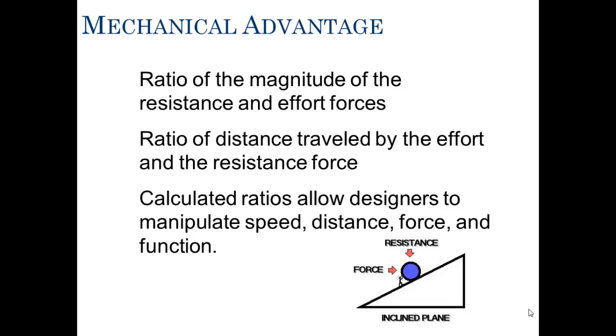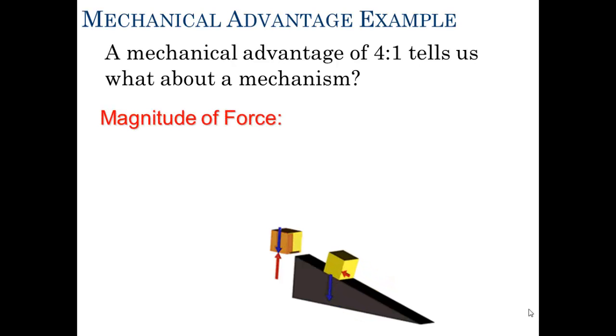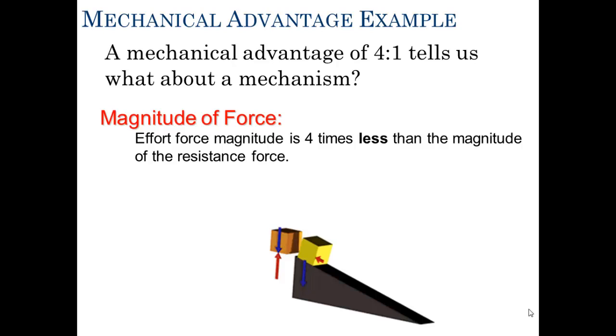So these ratios let us manipulate the variables to either reduce the force required or increase the distance, and change the functionality of different machines and mechanisms. So a mechanical advantage of 4 to 1 tells us what about a mechanism? All right, it tells us about the magnitudes of the force. The effort force is 4 times less than the magnitude of the resistance force.